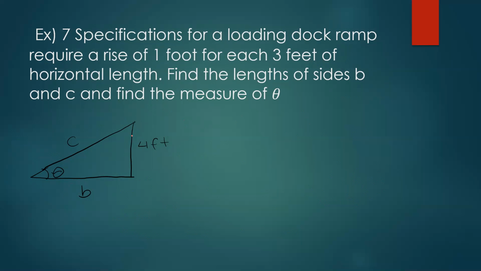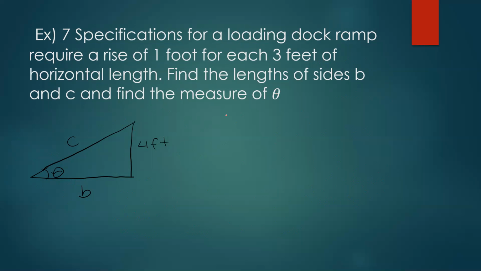We are only given one side length, right? That seems impossible, because in order to find a missing length of a triangle, you need 2 side lengths, right? But we only have 1 side length, which is the 4 feet. So how are we going to figure out B and C? So what I do is just use what we have. They specifically said that we have a rise of 1 foot and run of 3 feet. So let's first find B by setting up a proportion.